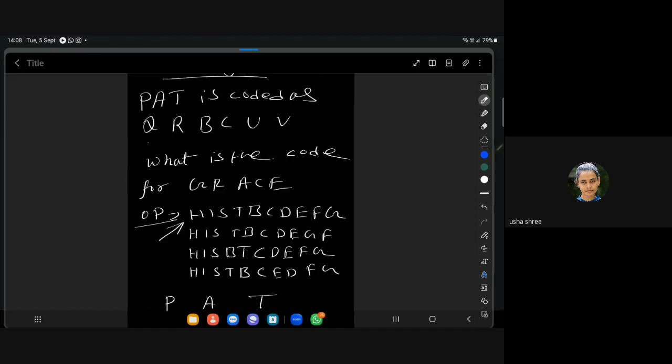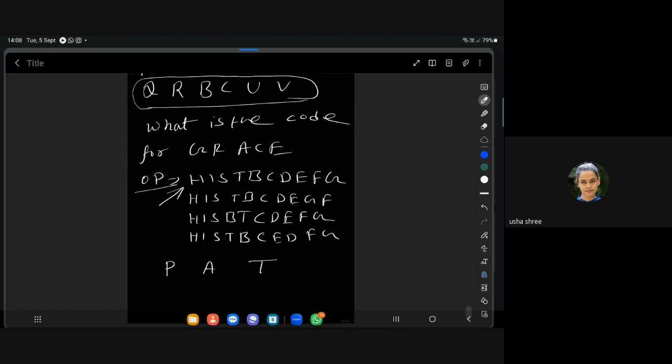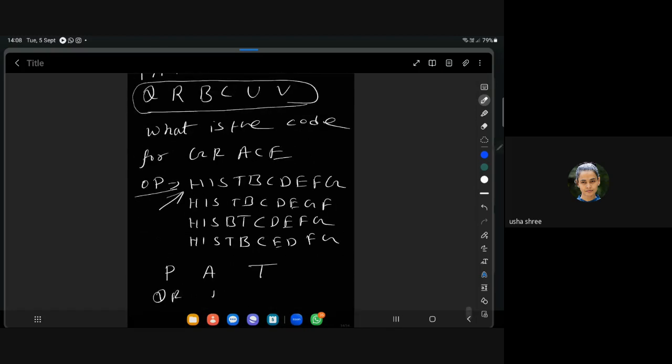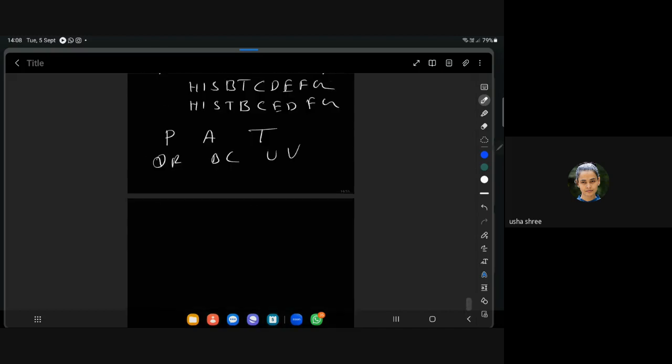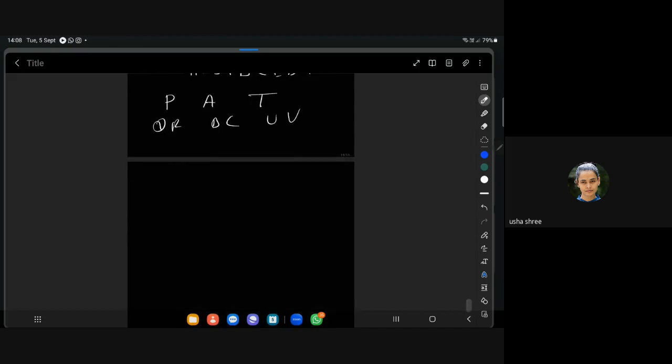What we have to notice is that the word PAT is coded as QRBCUV. The number of letters here is more than in PAT. In PAT there are 3 letters and here there are 6 letters. So my first impression is that P may represent 2 letters. So PQR, then ABC, TUV. Just after P there is QR, after A there is BC, after T there is UV in the alphabet.